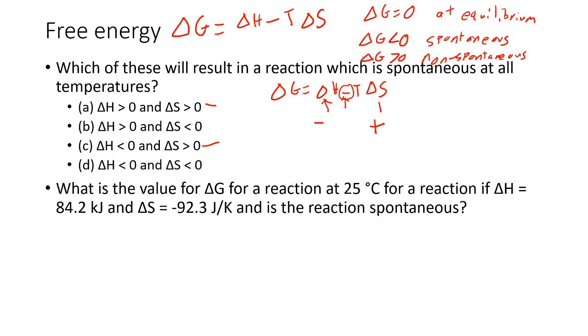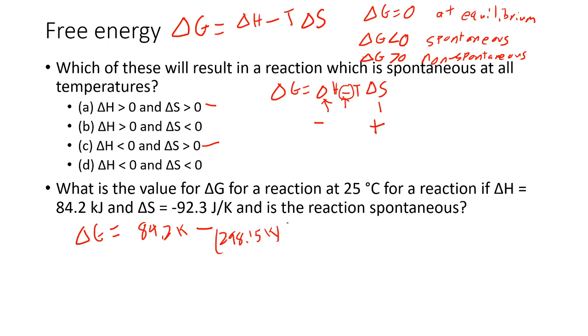So this is a common thing you get asked to do. You could also have to look up your delta H and delta S values. So we have our equation, delta G equals delta H minus T delta S. So I'm going to plug those values in. So first, delta H is 84.2 kilojoules. Now minus, our temperature is 25 degrees Celsius, so we convert that to Kelvin. So we have 298.15 Kelvin.